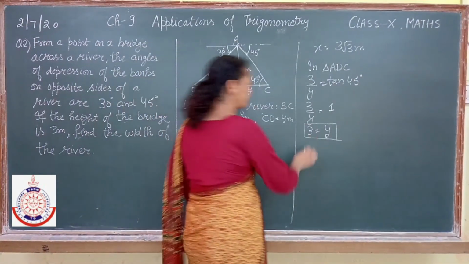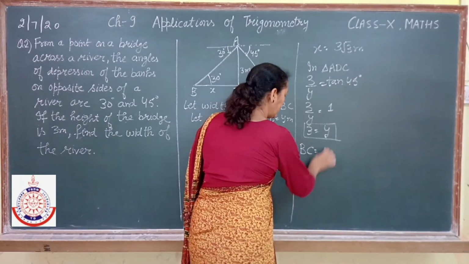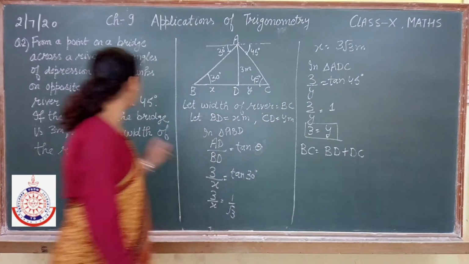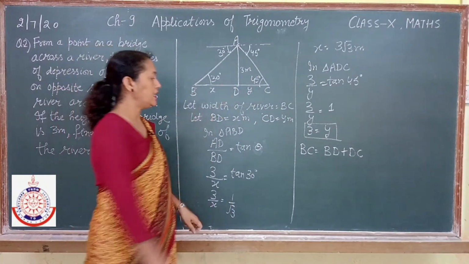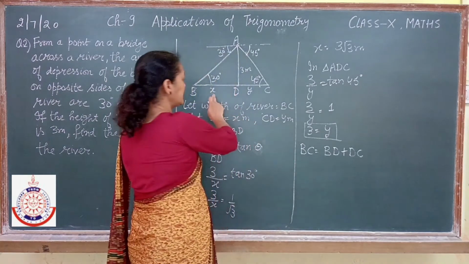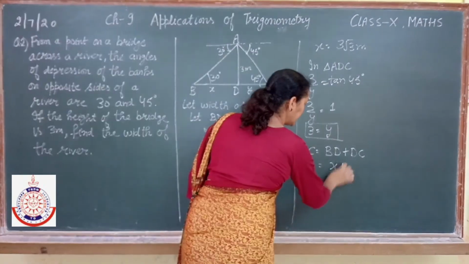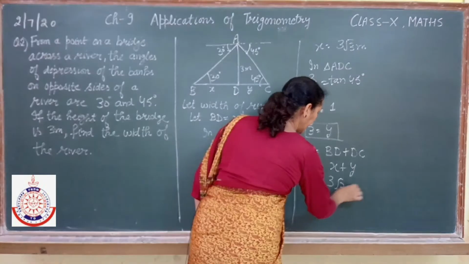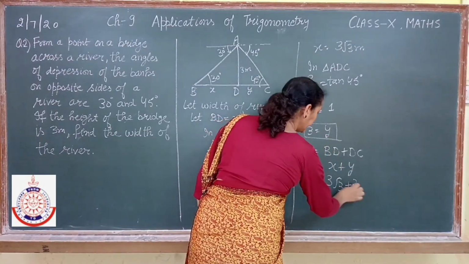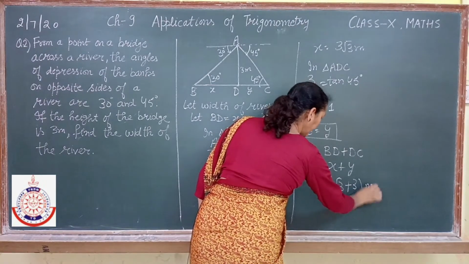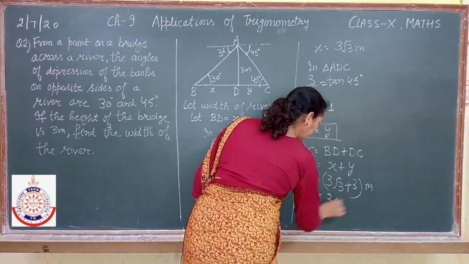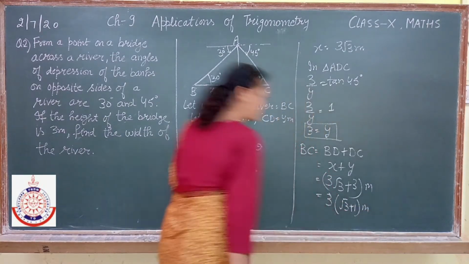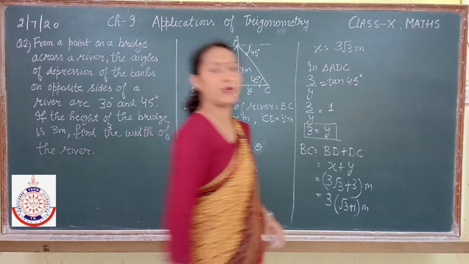So BC is equal to BD plus DC. BD means X, DC means Y. X we have calculated 3 root 3 and Y we have calculated 3. So 3 taken common, we are left with root 3 plus 1. And what is the value of root 3? Root 3 is 1.732.